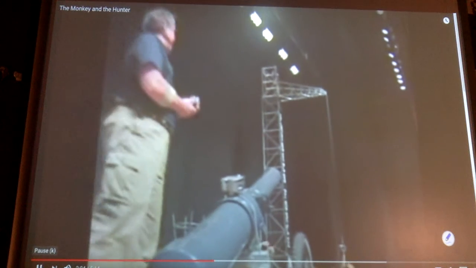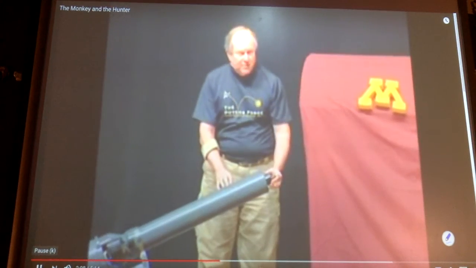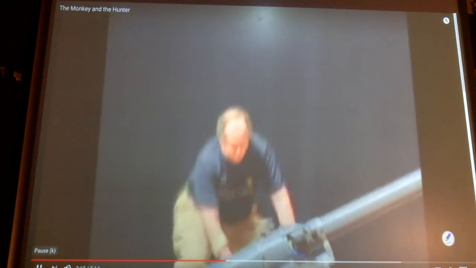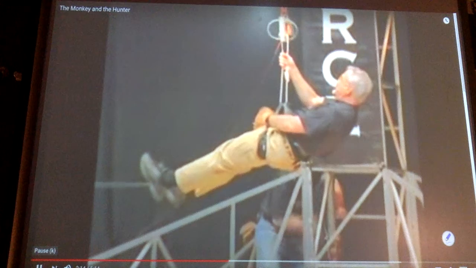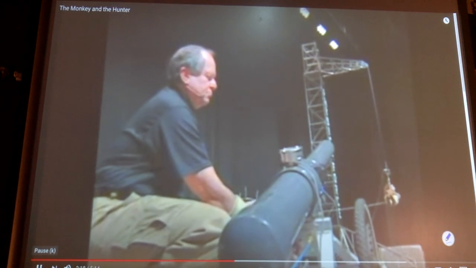And to make sure that this is pointed right at Hank, I have a laser that I'm going to have in the end of the barrel, and we're going to shine it right on his baseball glove. And then we know it's pointing straight at him. Okay? And away he goes.